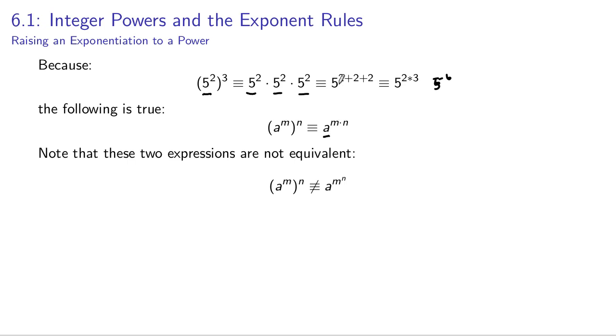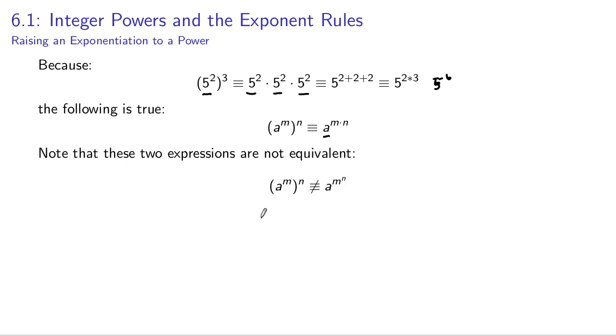Now note that this is not equivalent to a to the m to the n. In that case, m is being raised to the n power, and then a will be raised to the result. We're doing the order differently. So in this first case, we have a to the m, all of that then to the n. This is m to the n and a to that power.